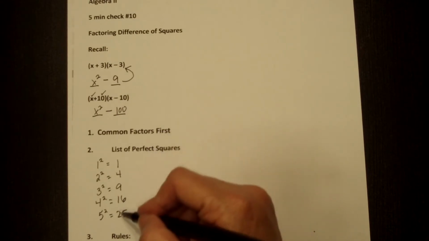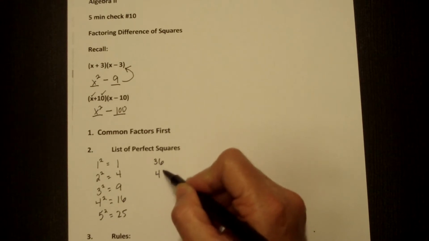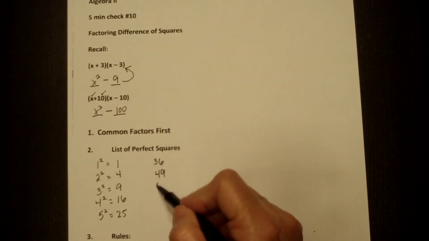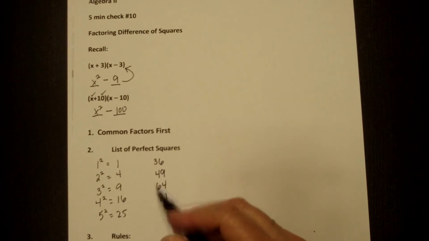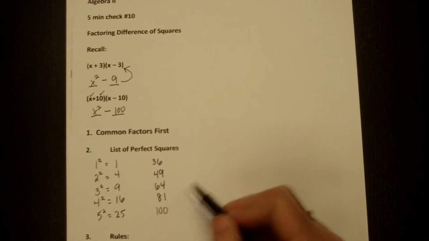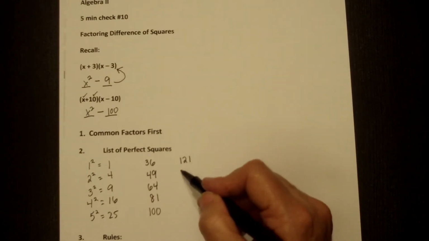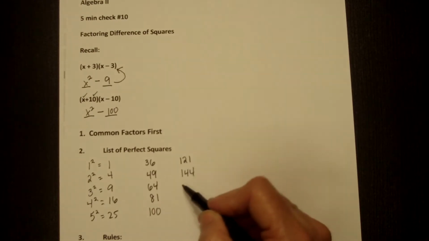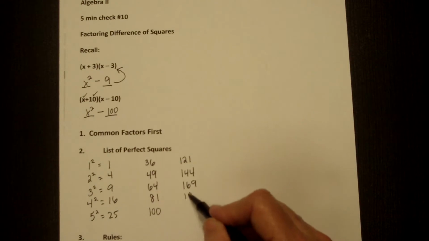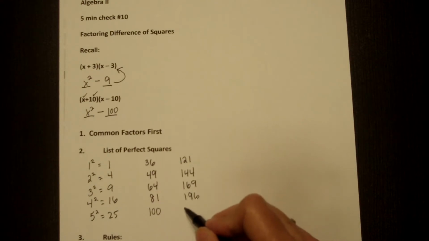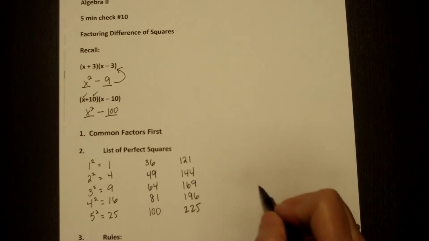I'll list them up just a little ways. The next one would be 36. And then you would have 49. 8 squared would be 64. 9 squared would be 81. 10 squared would be 100. 11 squared would be 121. 12 squared, 144. 13 squared, 169. 14 squared, 196. 15 squared, 225. And this just keeps going and going.